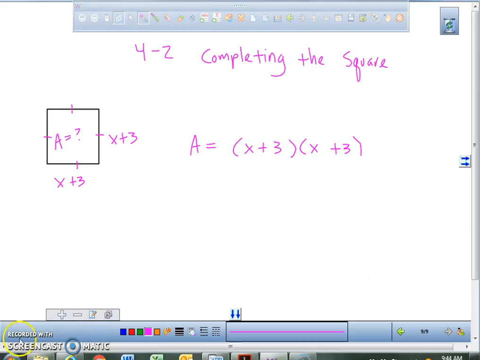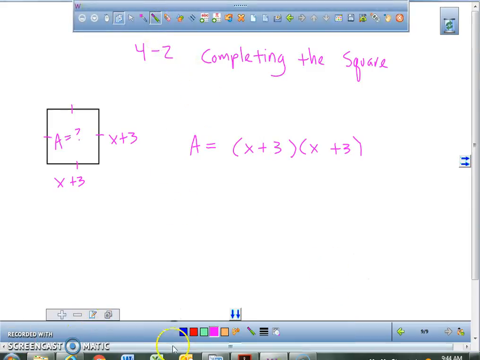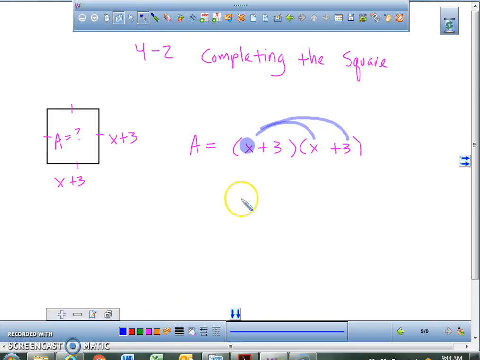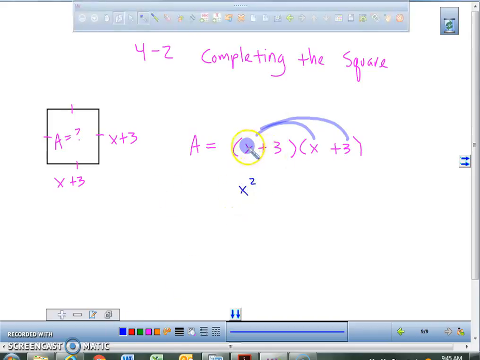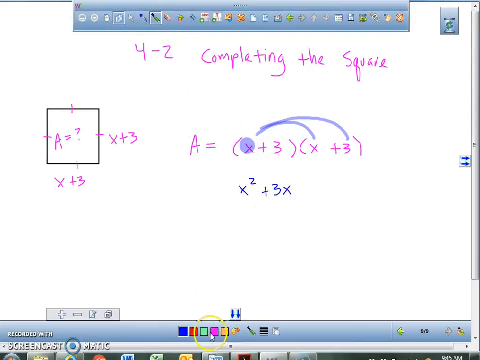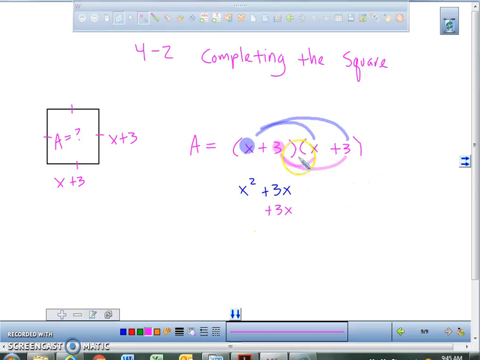Multiply it together. All right, now if we did the FOIL method, obviously you could take this number and distribute it to both of them. So you probably have x times x is x squared, x times 3 is 3x. Then you would move over and do the 3 times both numbers. And you would get 3x. 3 times x is 3x, and 3 times 3 is 9.